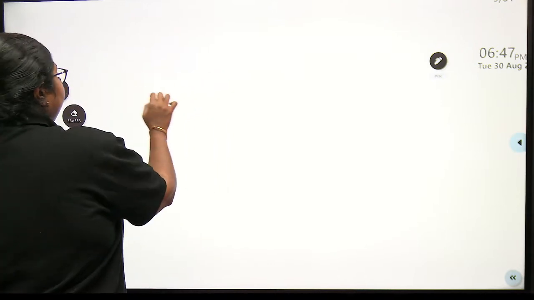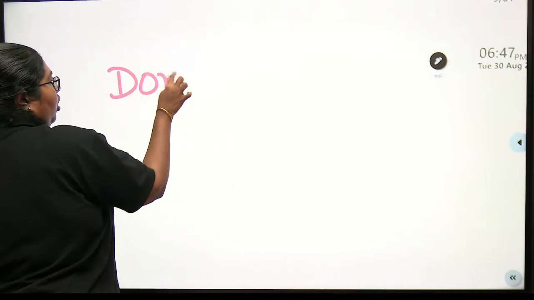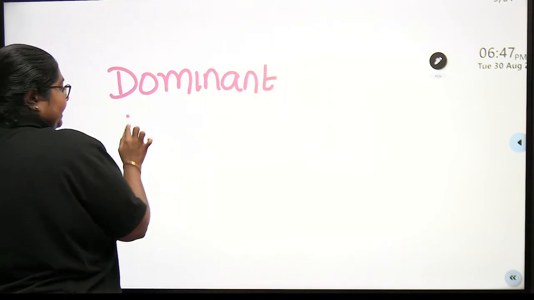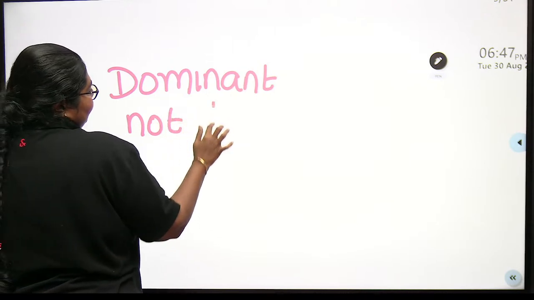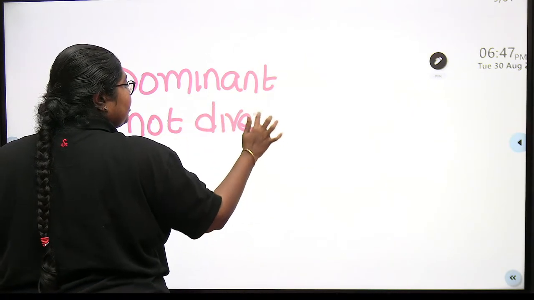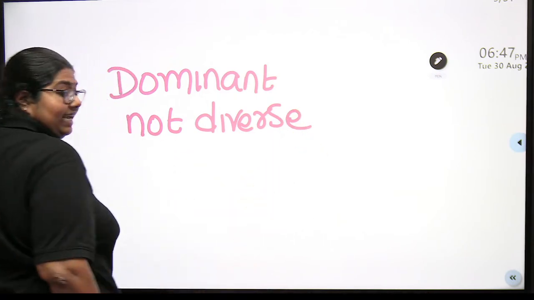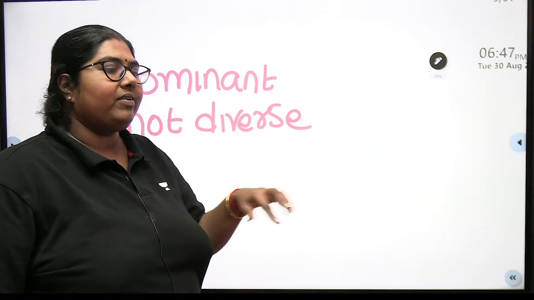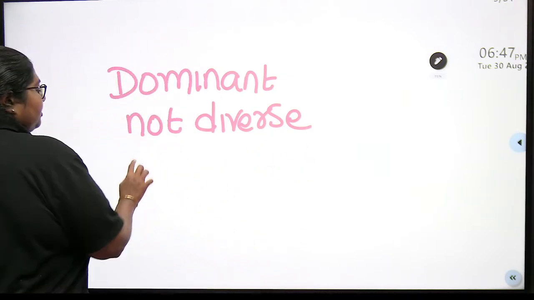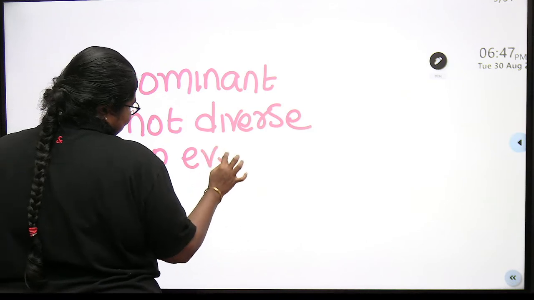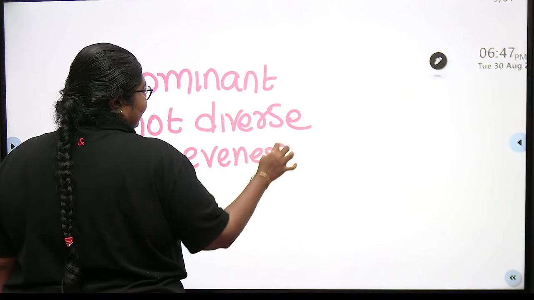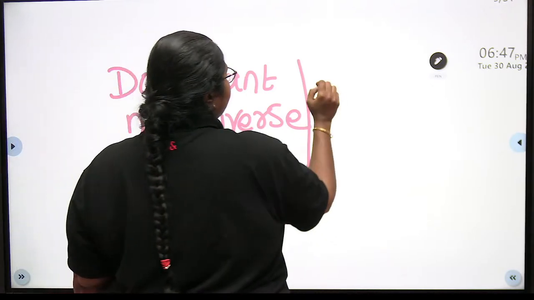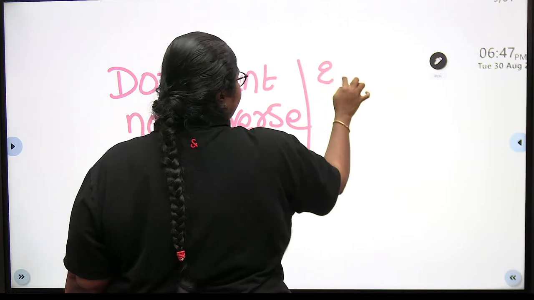So if it is going to be dominant, dominance means it is not at all diverse. Somebody is dominating. It is not diverse. But will it be even? No, no. So there is no evenness.